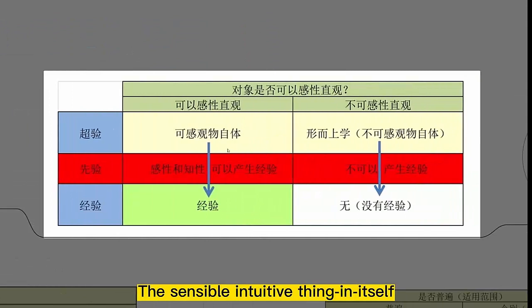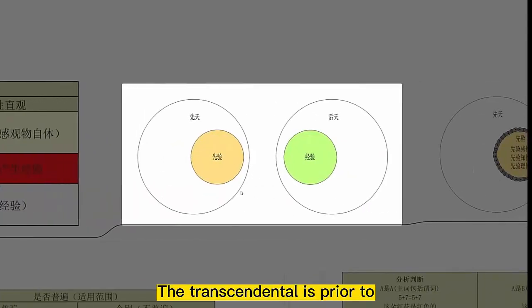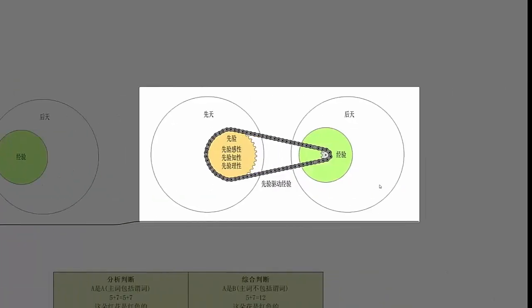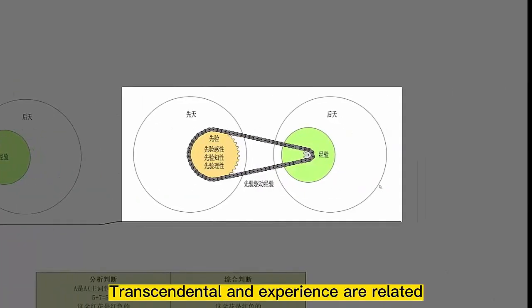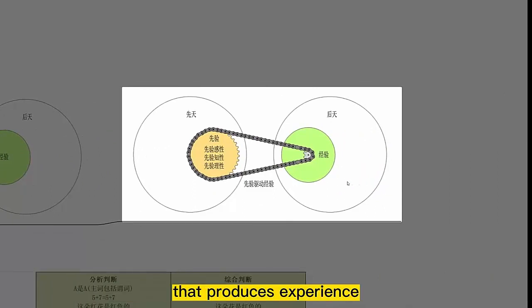The sensible intuitive thing in itself can produce experience through transcendental sensibility and transcendental understanding, while the object of metaphysics cannot produce experience through transcendental sensibility and transcendental understanding. The transcendental is prior to and independent of experience. The a priori includes the transcendental, a posteriori includes the experience. Transcendental and experience are related, and the transcendental is the condition that produces experience.